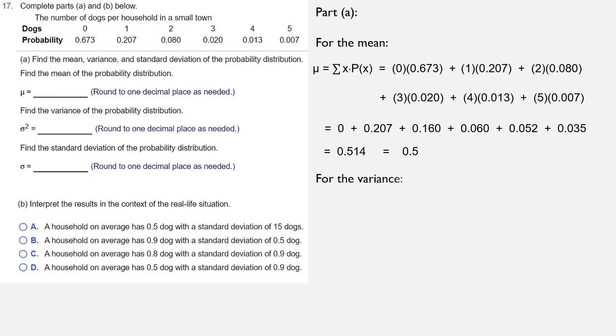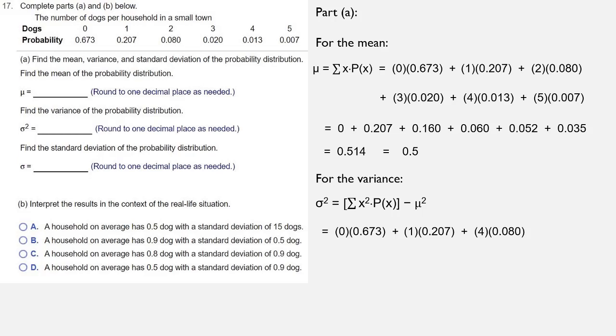For the variance, we have a formula for that. There's actually two formulas for the variance. The easier formula is that we take each x and square it, multiply it times its probability, and add those all up. Then we subtract the square of the mean. So it's going to look very similar to what we saw when we found the mean. We start by finding the sum of each x squared times its probability.